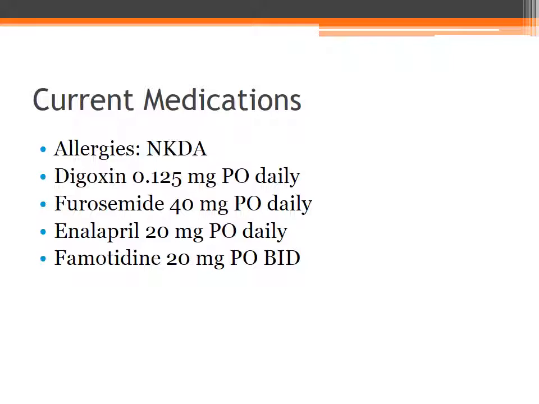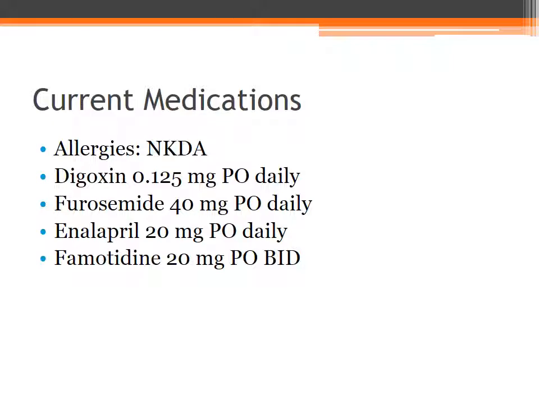Now, before we dive into the patient's medications, it is very important, whether the patient is young or old, to always assess for any medication allergies. Fortunately, in this case, the patient does not have any known drug allergies. Now, right off the bat, you may recognize these medications.